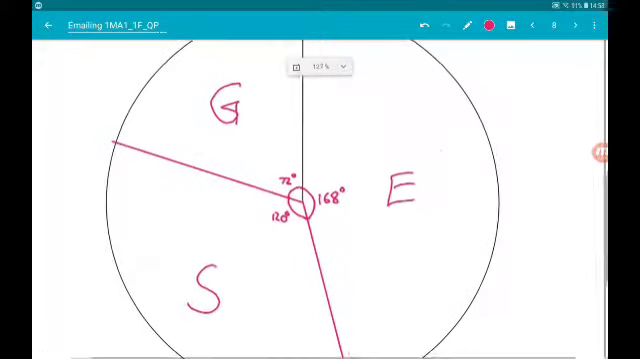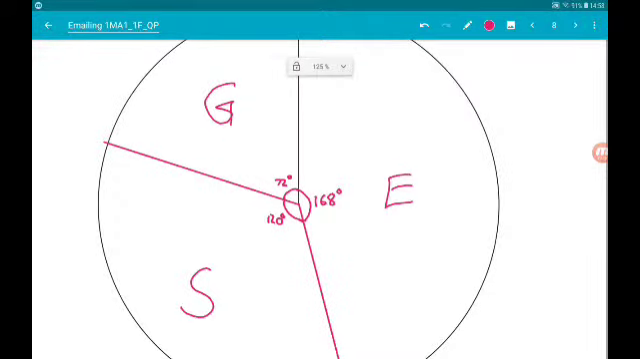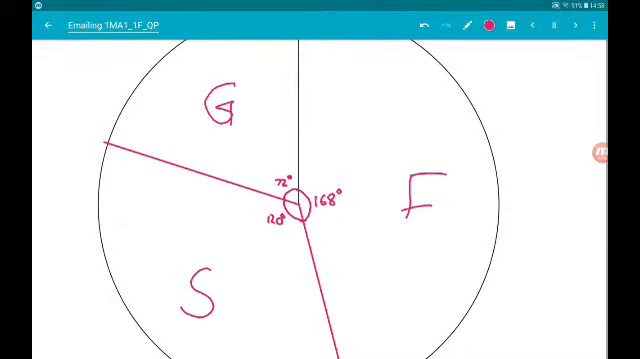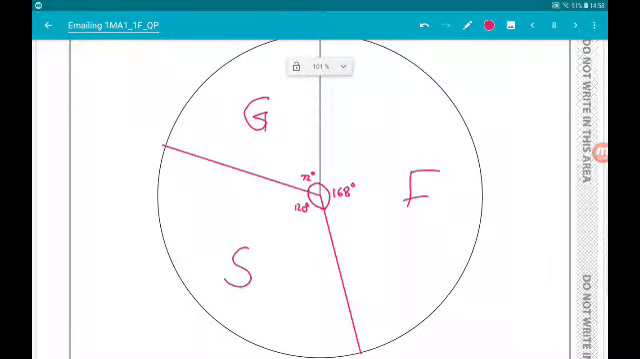It's already done. Not quite sure though why I've got an E. Should be an F. So mine is an estimate. You make sure you use your protractor to do this exactly. You should get something that looks like this. Don't forget to label each segment.